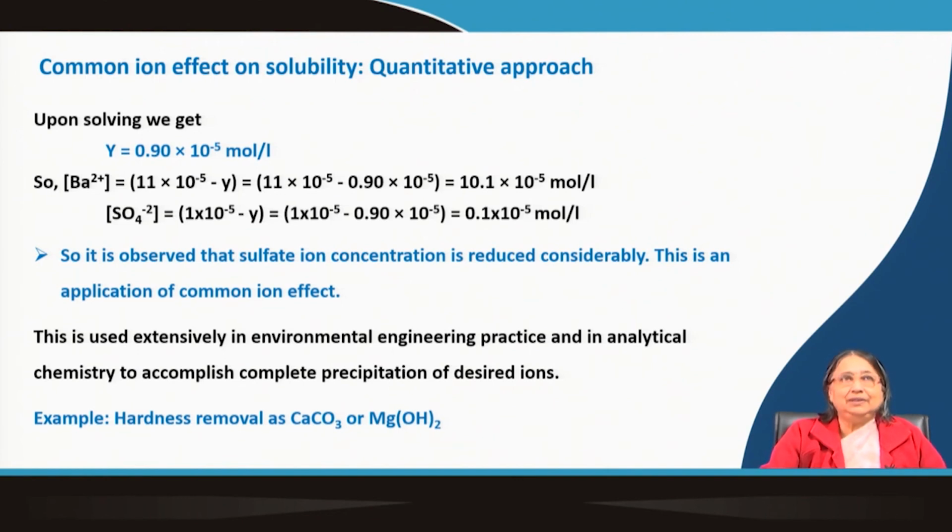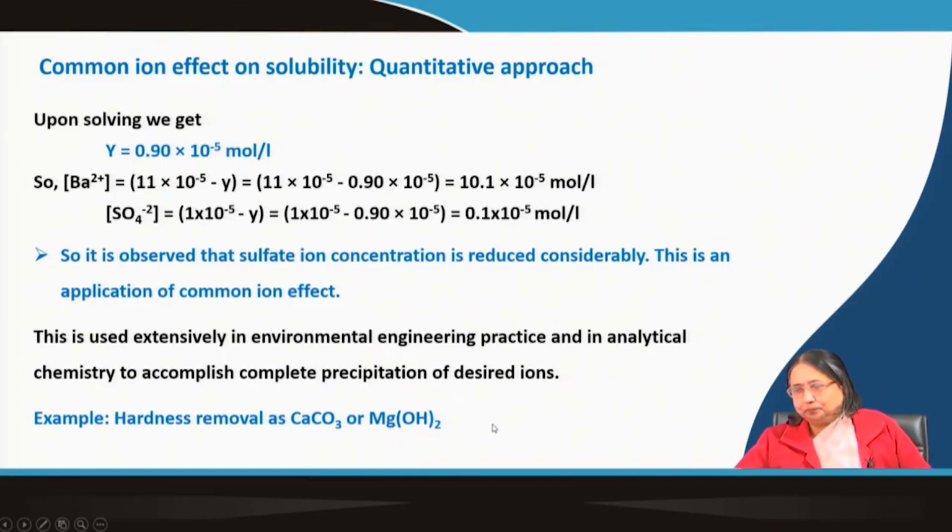In this way, sulphate determination is done by adding enough excess barium chloride, so that almost all sulphate ion is precipitated as barium sulphate. This is used extensively in environmental engineering practice and in analytical chemistry to accomplish complete precipitation of the desired ions. This is also true for hardness removal. As I told you, from the outside we add some carbonate or hydroxide to precipitate the calcium carbonate and magnesium hydroxide to remove the hardness.